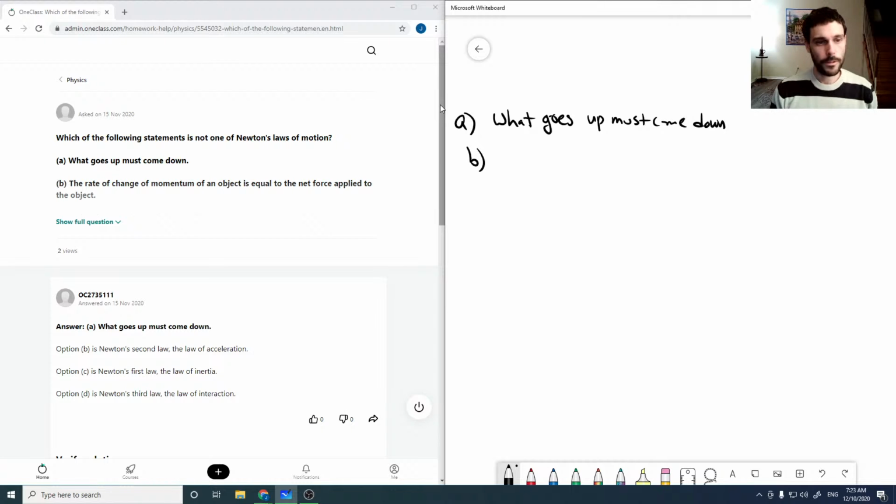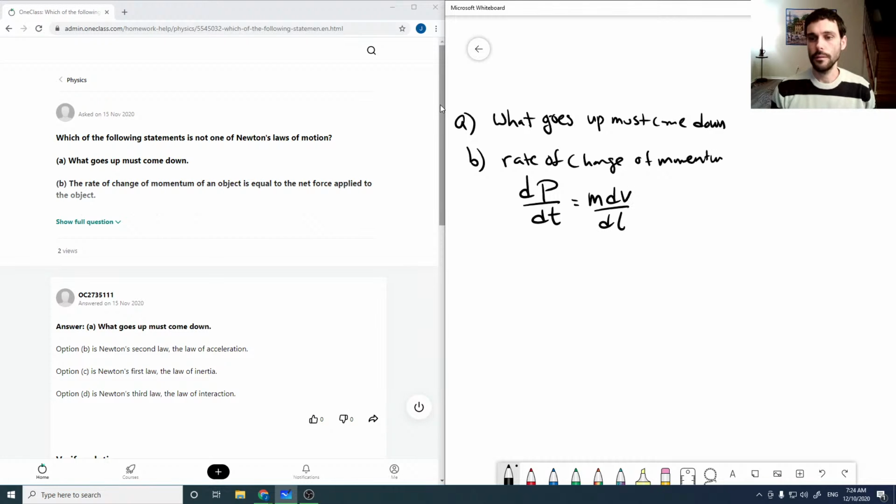The second one is rate of change of momentum is force. So rate of change of momentum is dp by dt. Remember, the momentum is mv, so this is m dv by dt, which is ma, which equals our force. So that's all B's saying. So that's actually our second law.